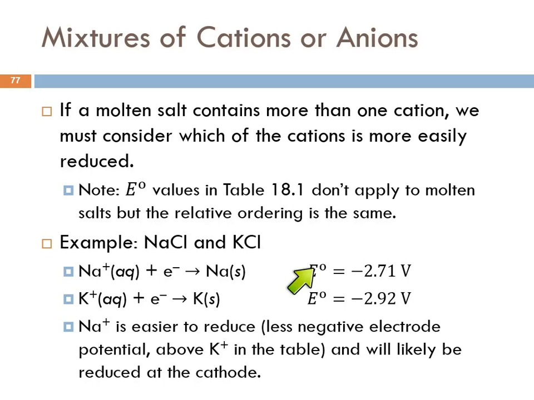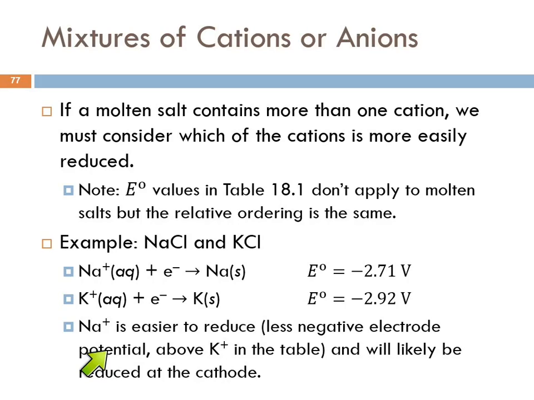Sodium being reduced has a standard potential of minus 2.71 volts. Potassium, standard potential minus 2.92 volts. Okay? So the sodium is easier to reduce. Neither of these is wanting to go. It's not going to be a spontaneous reaction. We're not expecting that. It's an electrolytic cell. We're going to have to drive it. But this one at minus 2.71 requires less force, if you want to think about it that way. So the less negative electrode potential is going to be easier to reduce.